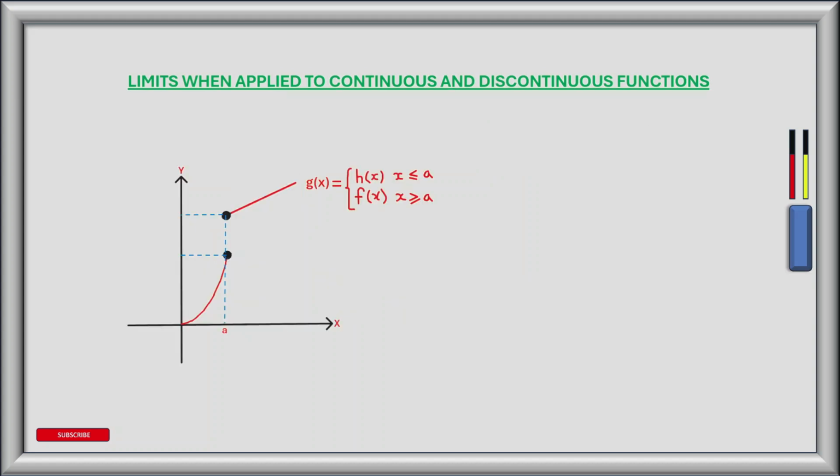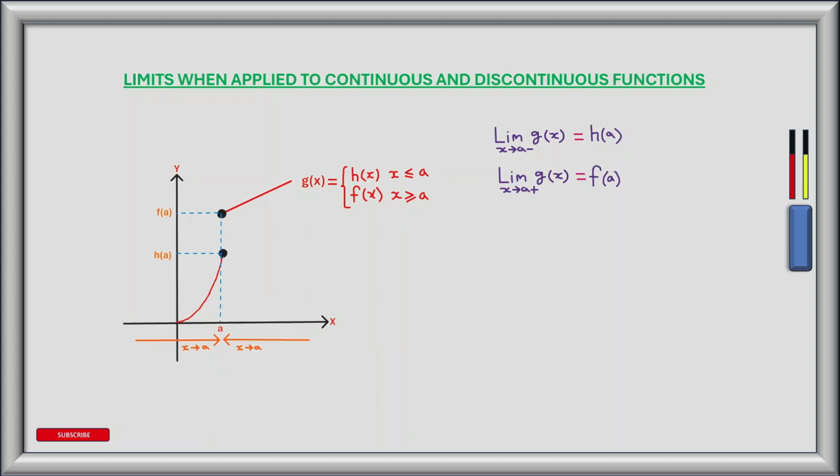Here we have a function g of x. When x is less than or equal to a, the function is of the form h of x. And when x is greater than or equal to a, it's of the form f of x. This is known as a piecewise function. The limit as x tends to a from the left is equal to h of a. So the limit exists and passes this first test. The limit as x tends towards a from the right is equal to f of a. So this limit also exists.